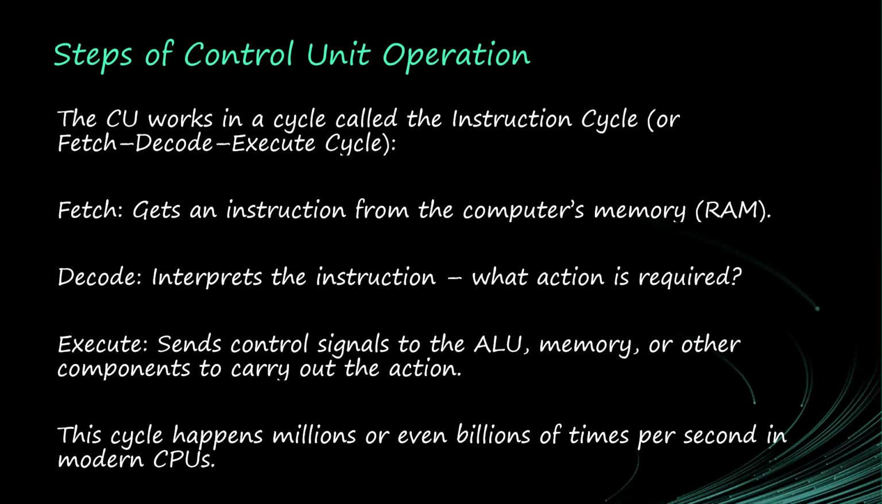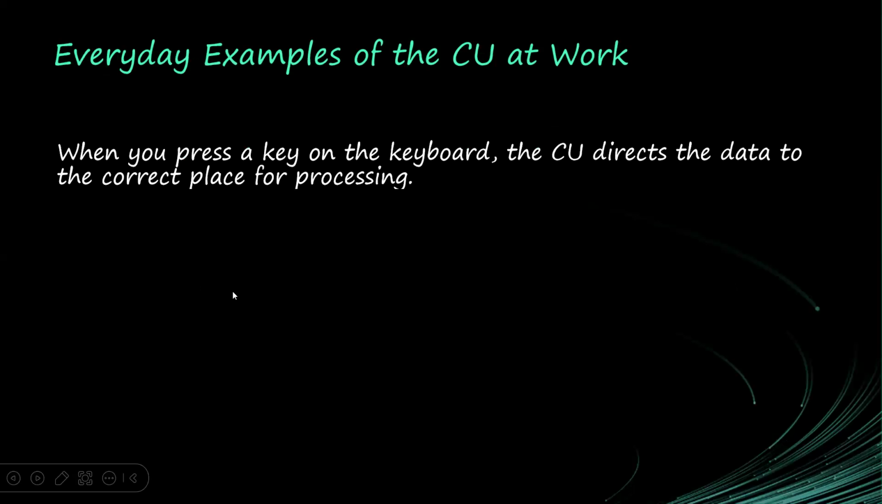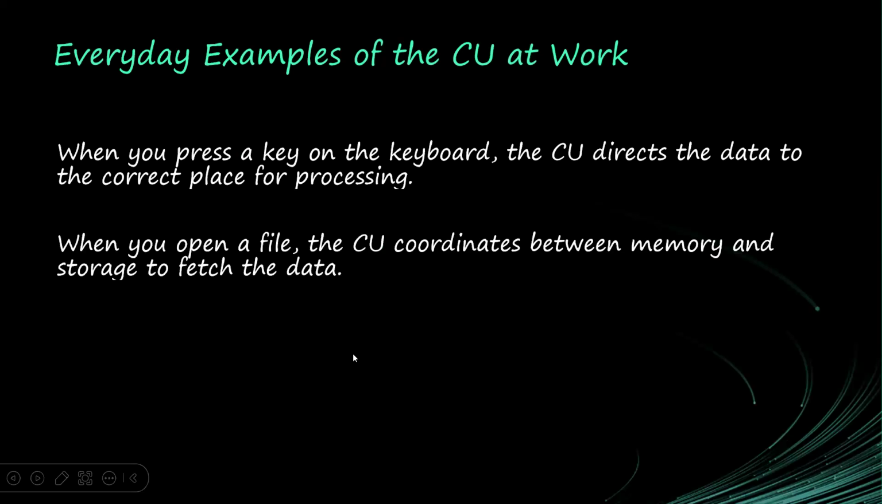This instruction cycle happens millions or even billions of times per second in modern CPUs. Like I said, you're going to understand better as we go on, okay? So, everyday examples of the CU. CU means control unit. When you press a key on the keyboard, the CU directs the data to the correct place for processing. Remember, the keyboard is your input device. So when you input data, the CU will direct that data to the correct place for processing.